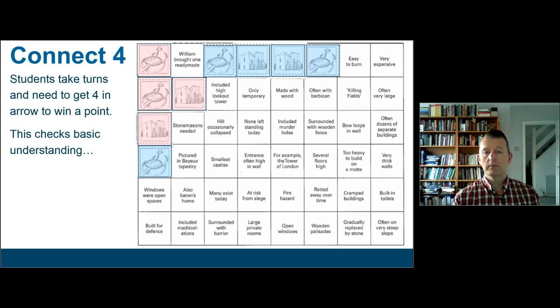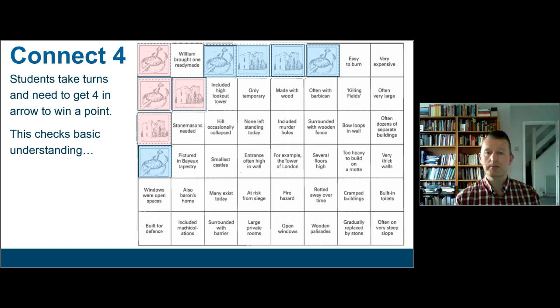So if the board says only temporary, then you have to put a Motte and Bailey castle on top of it, because it was made of wood and it could be dismantled very easily if you decided to move on. Whereas if you spent years building a stone castle, then clearly it wasn't temporary because it was there for centuries to come.